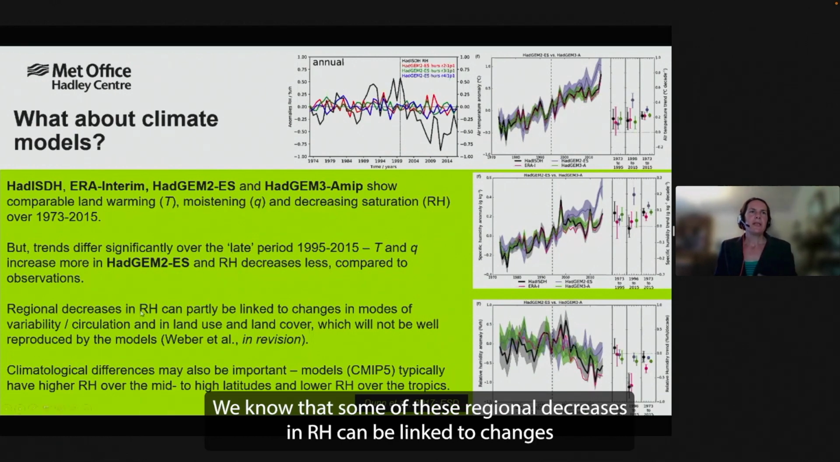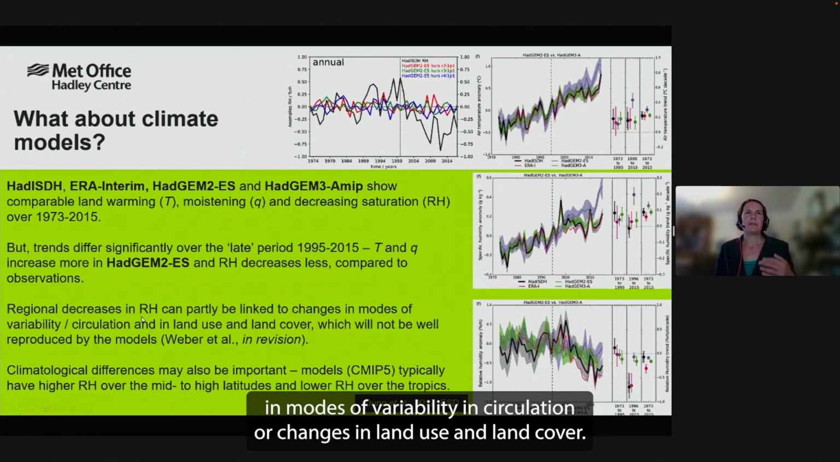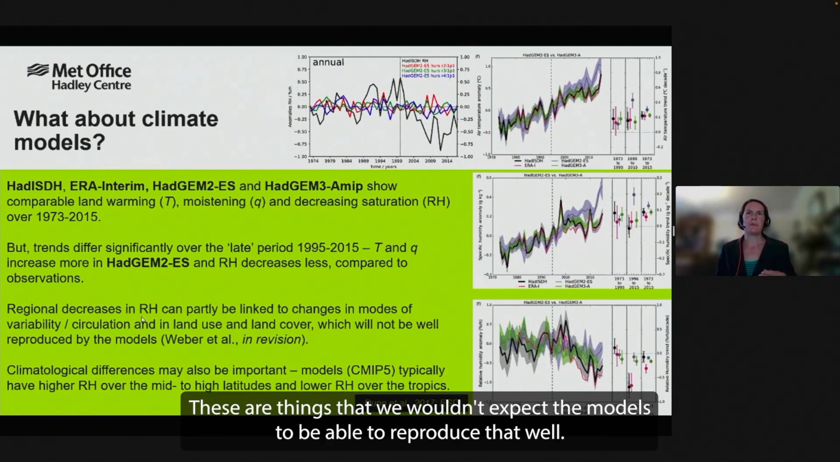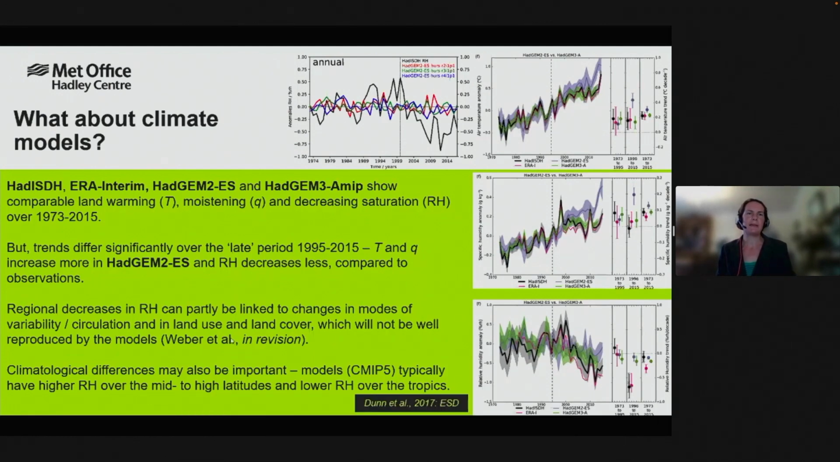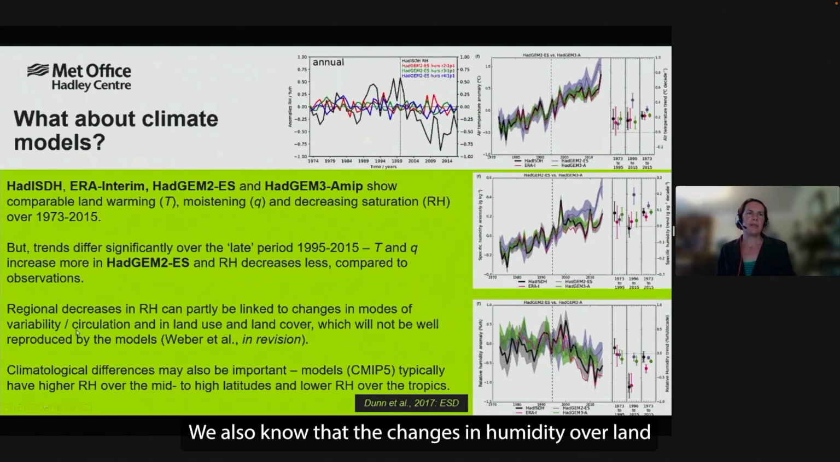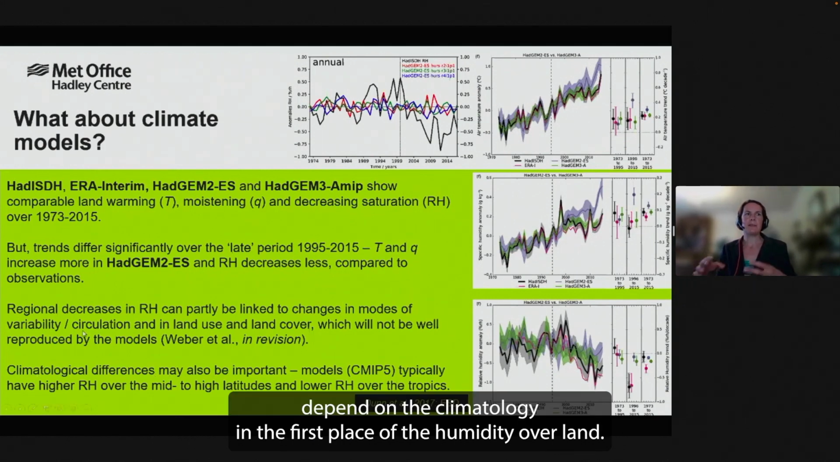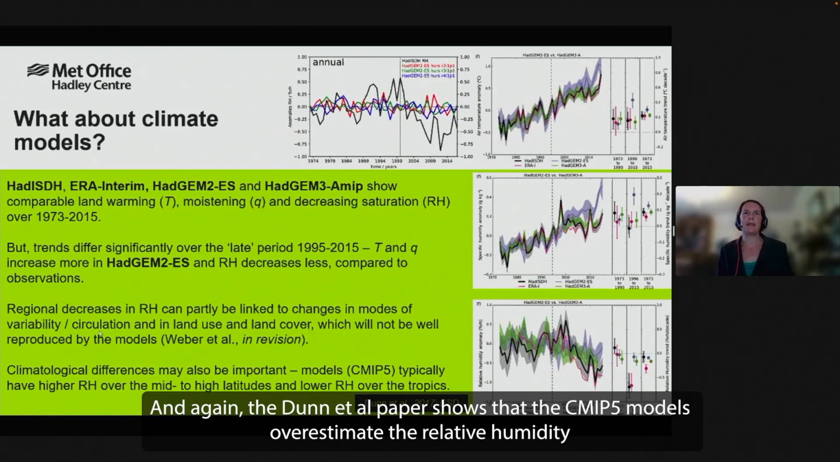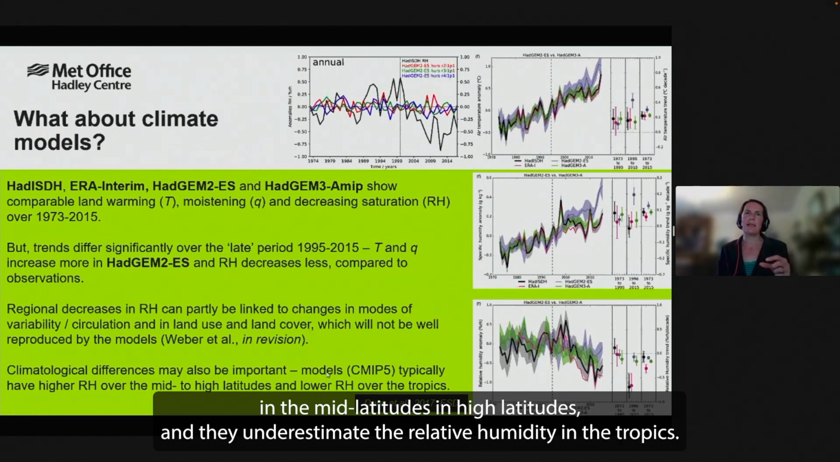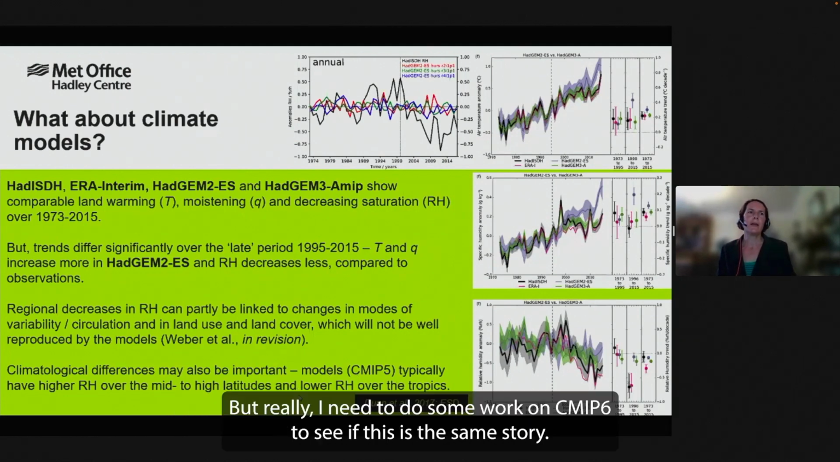We know that some of these regional decreases in RH can be linked to changes in modes of variability in circulation or changes in land use and land cover. And these are things that we wouldn't expect the models to be able to reproduce that well. So it's not perhaps a very fair test. We also know that the changes in humidity over land depend on the climatology in the first place of the humidity over land. And again, the Dunn et al. paper shows that the CMIP5 models overestimate the relative humidity in the mid-latitude and high latitudes, but they underestimate the relative humidity in the tropics. So that could be a factor. But really, I need to do some work on CMIP6 to see if this is the same story.